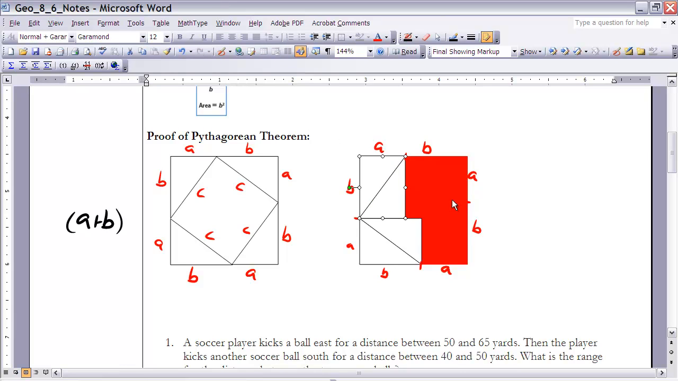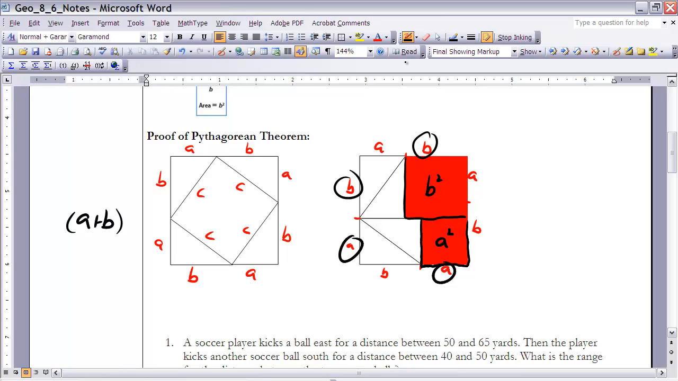So now if you look at what's left over here, the red area, which still represents C squared, as I look at that, there's 2 squares there. This square, which is B by B, so this is B squared, and then I have another square down here which is A by A, therefore that is A squared. So the red area, which was originally C squared, is now equal to A squared plus B squared.